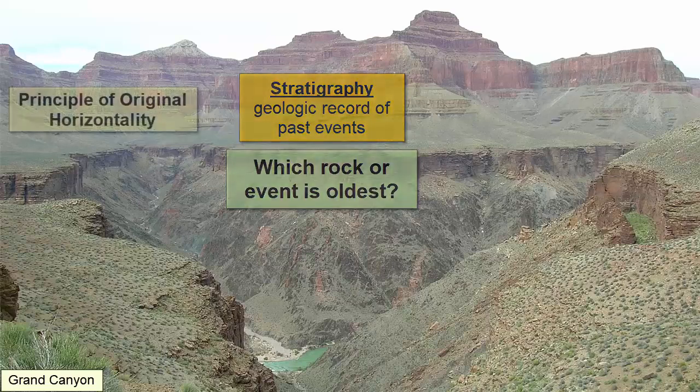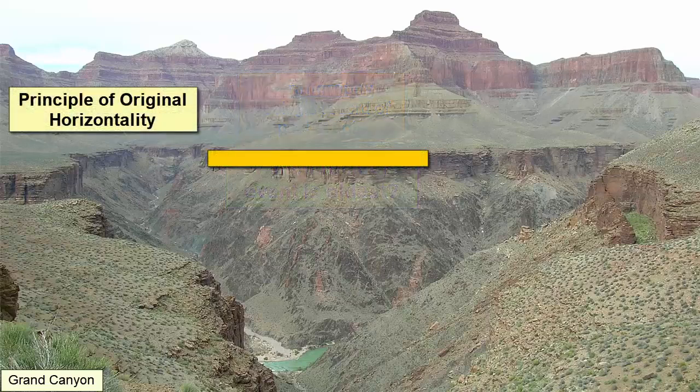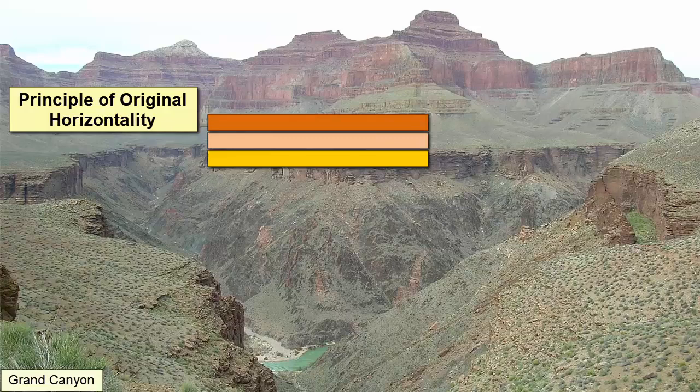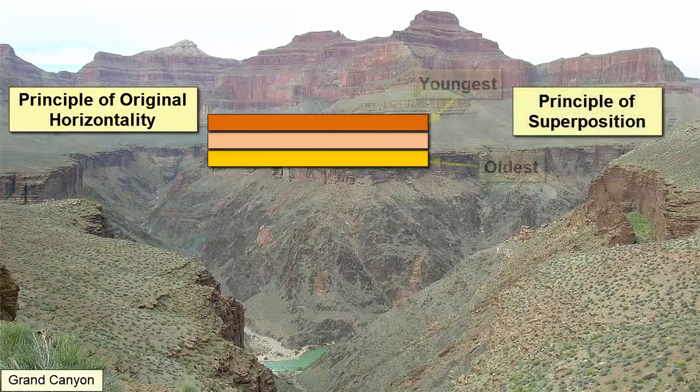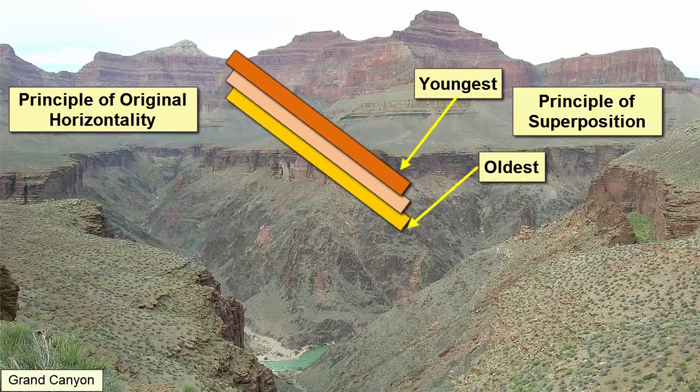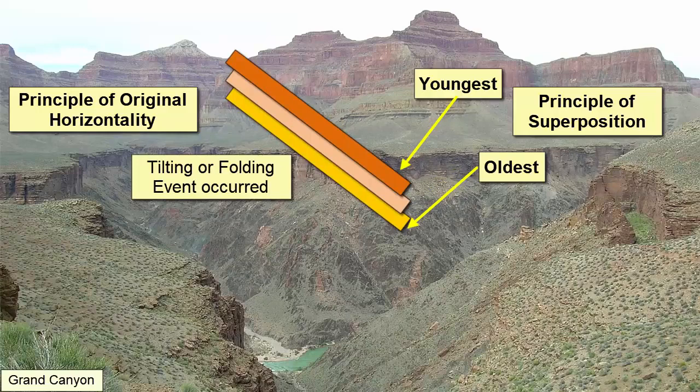The principle of original horizontality describes the general tendency for sediments or lava flows to be deposited or erupted in horizontal layers. The principle of superposition, as already discussed, states that the lowest sedimentary rocks in an undisturbed sequence were deposited first and therefore are oldest. If later we see tilted or folded sedimentary strata or lavas, we know that after the original rocks were deposited, there was a tectonic event that deformed the layers.